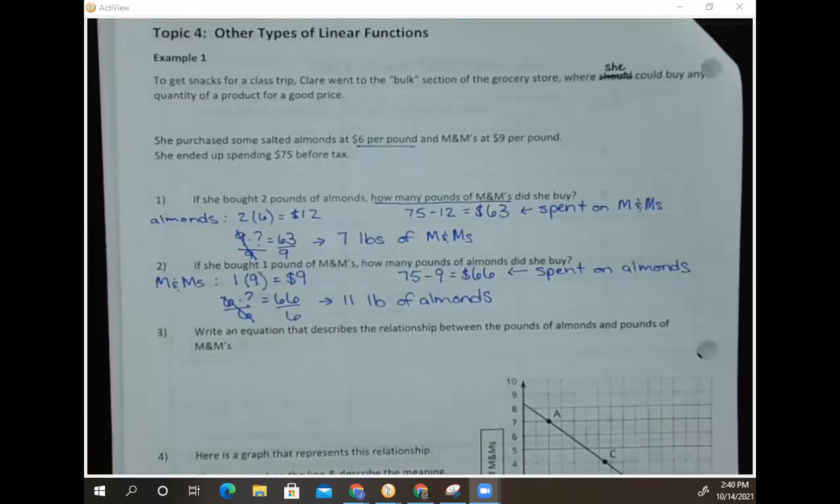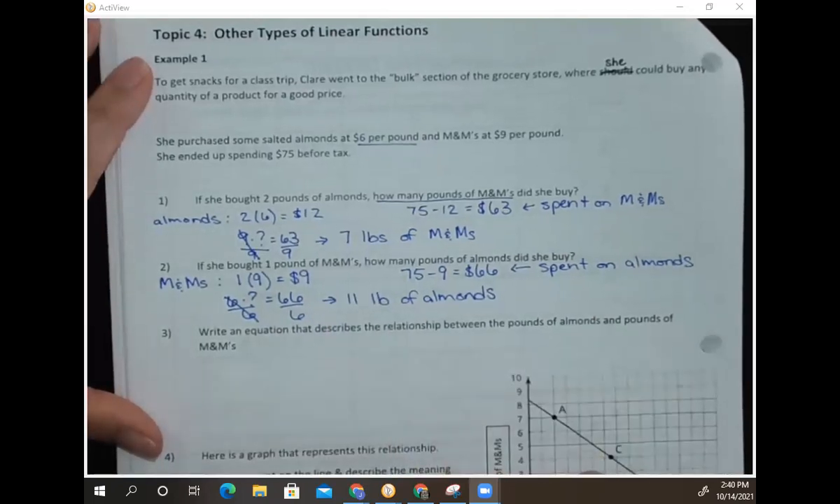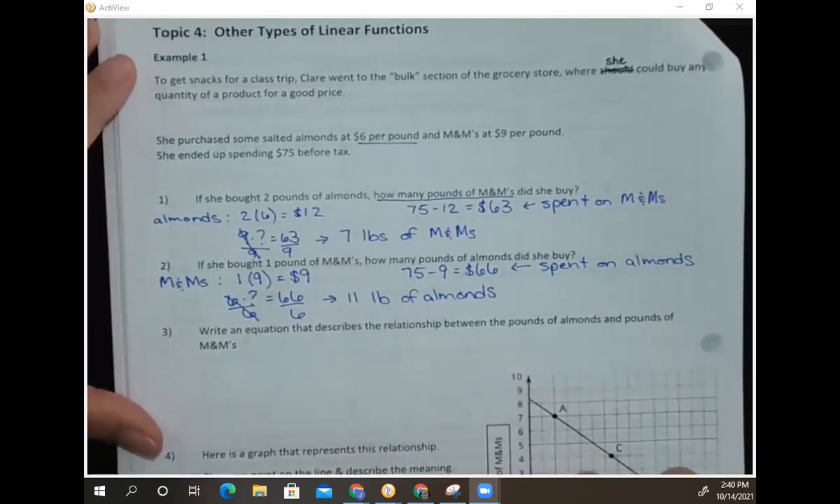When I have a situation like this, I want to think standard form, okay? That's what we're talking about today, standard form, okay? So here's what standard form is going to look like. Okay, write an equation that describes our relationship between almonds and M&Ms.